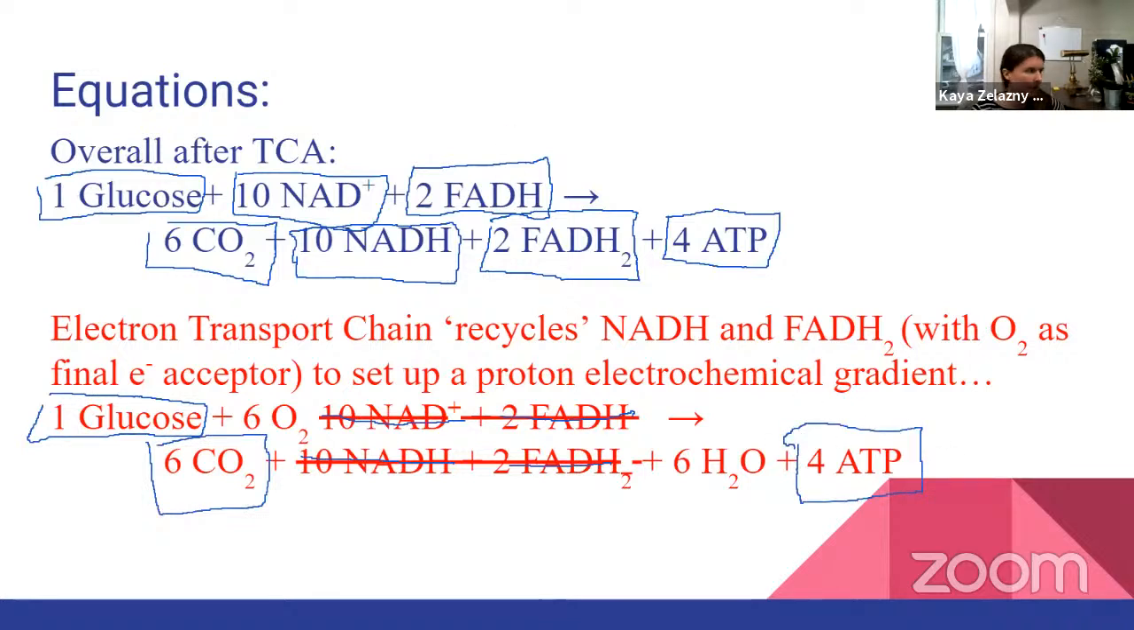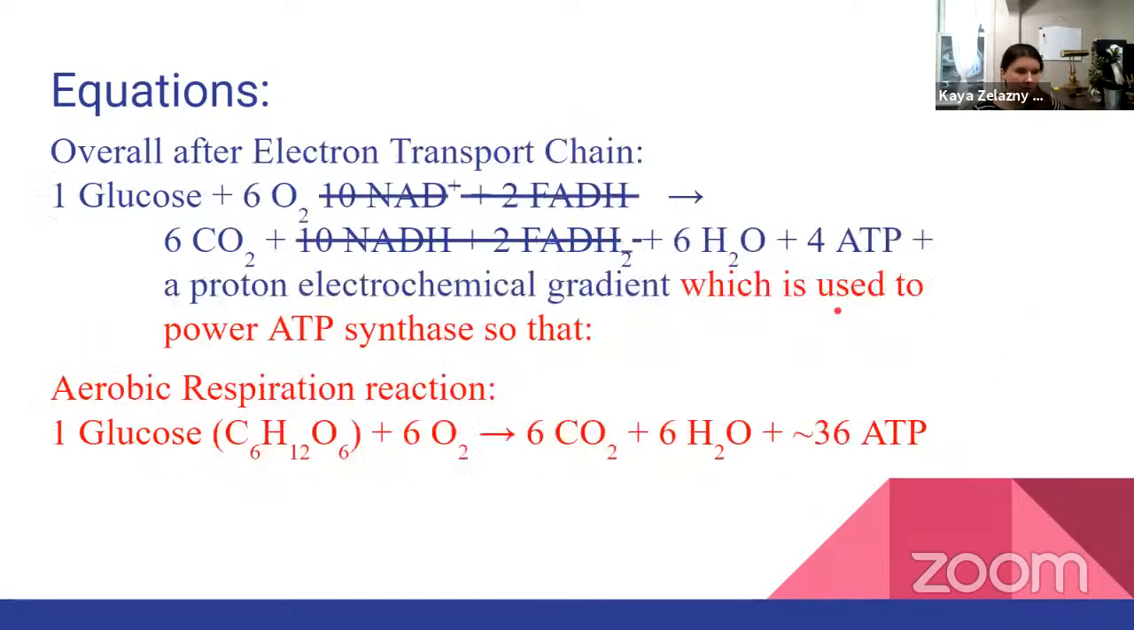So now we're adding the parts that we need for the electron transport chain, which is that we need some oxygen, our 6 O2 molecules, to be those final electron acceptors at the end of the electron transport chain. And when they accept those electrons, they join with some hydrogen, giving us water at the end of this process. So then we've got one more bit to go until we have our full equation for aerobic cellular respiration.